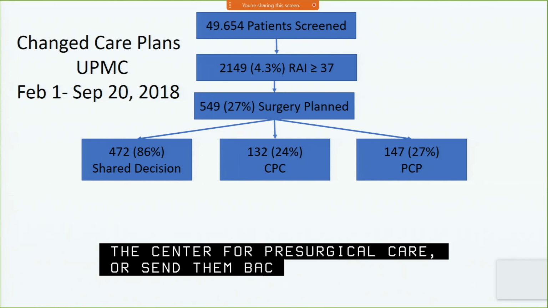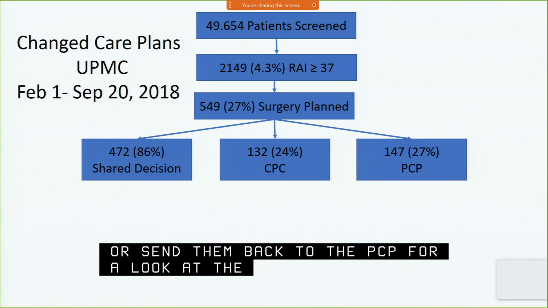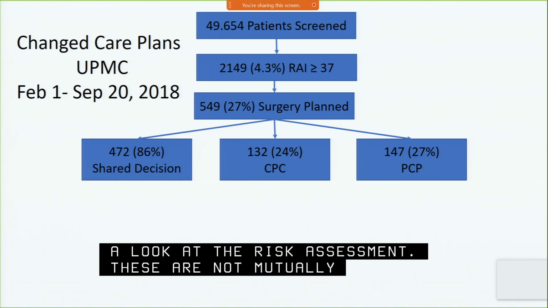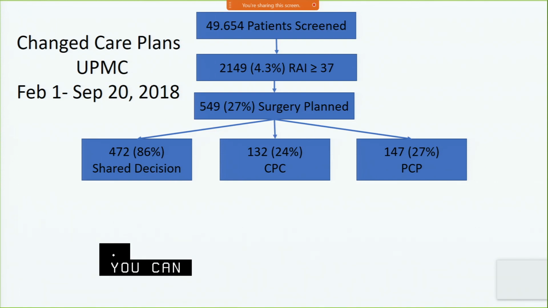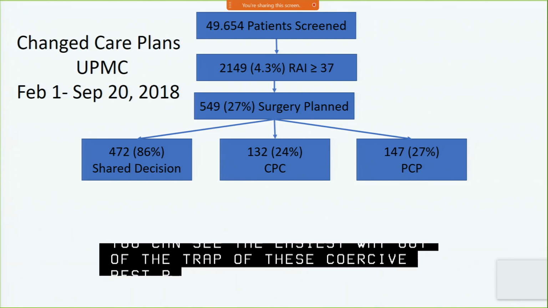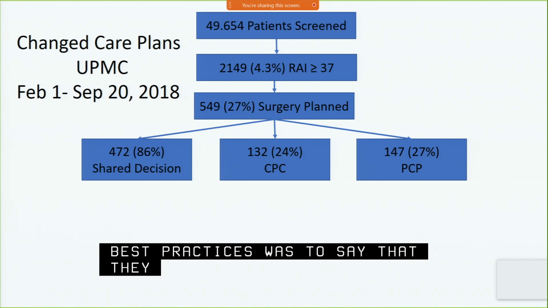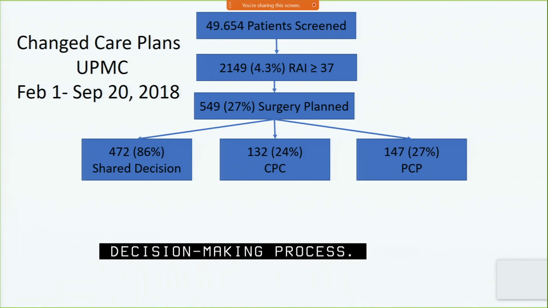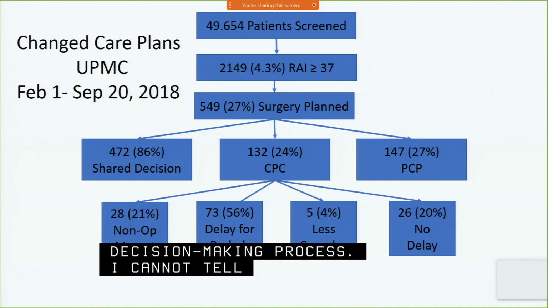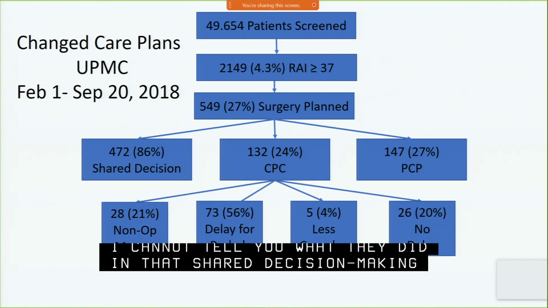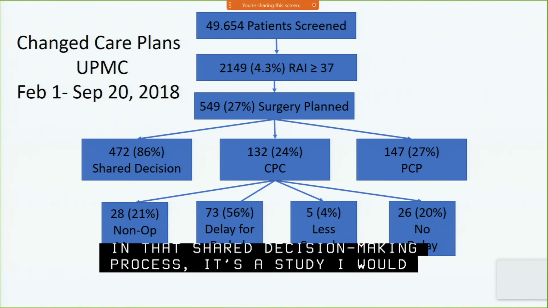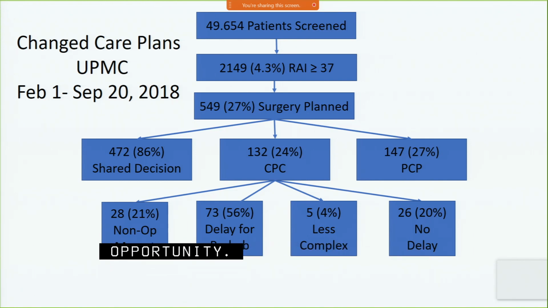You can see that 86%, the easiest way out of the trap of these coercive best practice alerts would be to say that they did a more robust shared decision-making process. And I can't tell you really what they did in that shared decision-making process. It's a study that I'd like to do, but I haven't had the opportunity yet. But I can tell you a little bit about what happens when they go to the solution that we built for frail patients, which is the CPC.